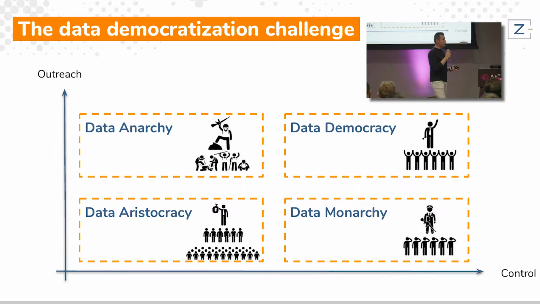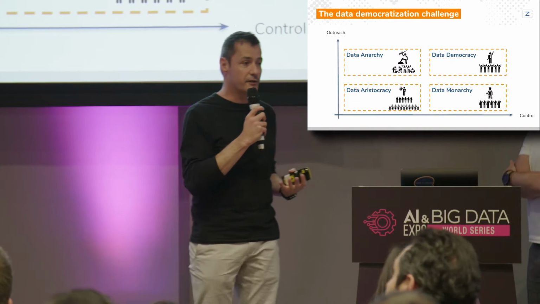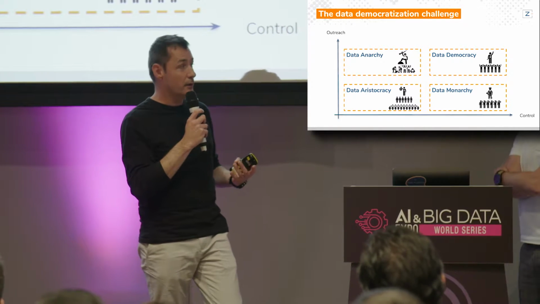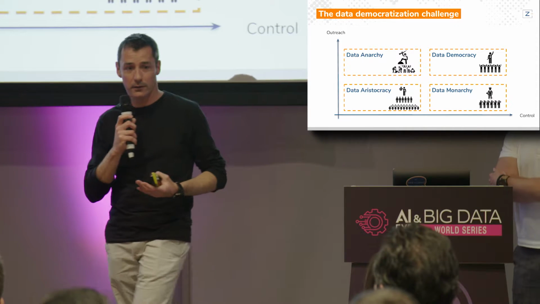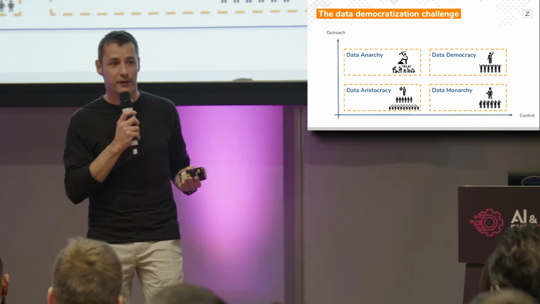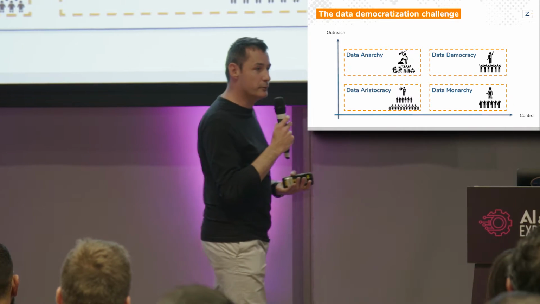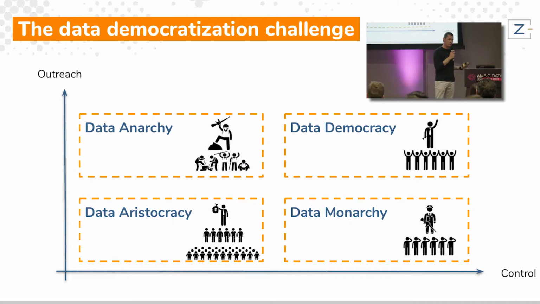But this data democracy requires a lot of control on your data, because the environment is very demanding. You have compliance, you have security issues, so you cannot just ask everybody to access the data. So there are different cultures. Hopefully you're not in the data anarchy zone where everybody can access the data, but there's no rule to govern how it can be accessed and used.